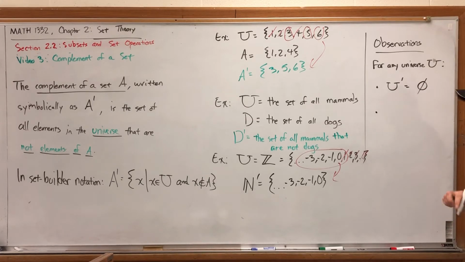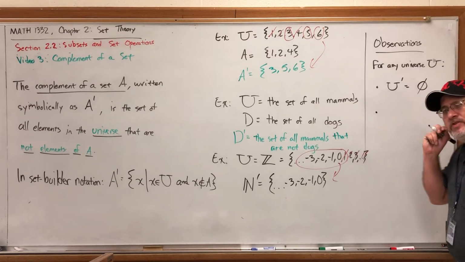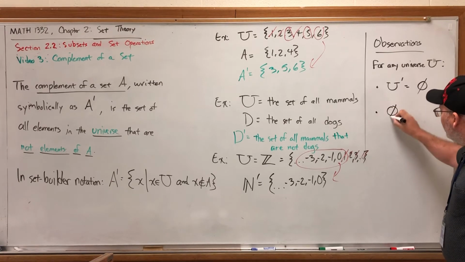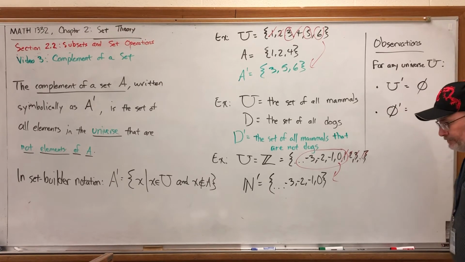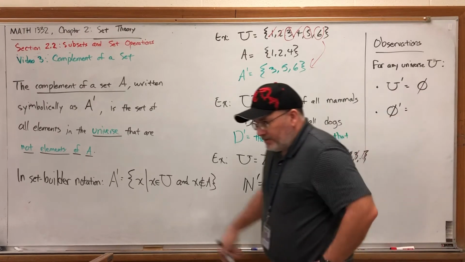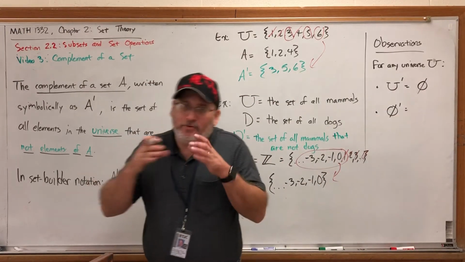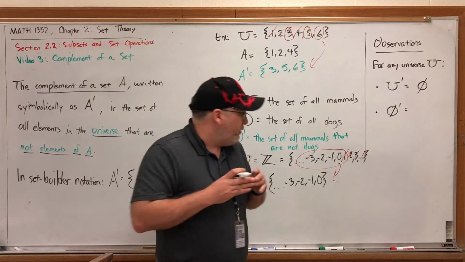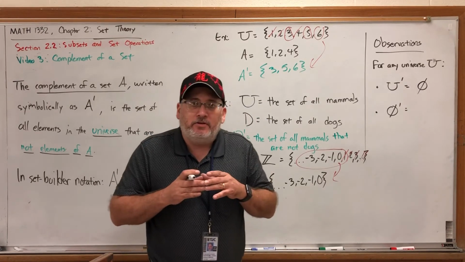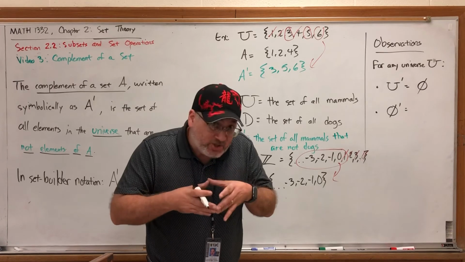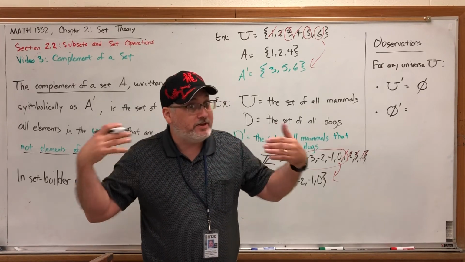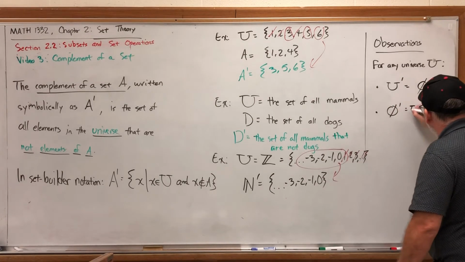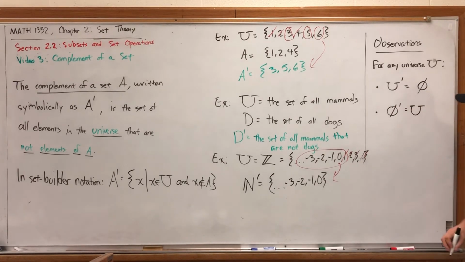And I bet you can figure out what observation number 2 is. It's kind of like this in reverse. Actually, there are 3 observations we're going to make. For any universal set, what do you think the complement of the empty set is? All right, we have a box of numbers, and inside of it, we have a circle that's empty. There's nothing inside of it. And we're being asked what's outside of it. Well, if there's nothing in the circle, then that means everything is outside the circle. The complement of the empty set is the universe.